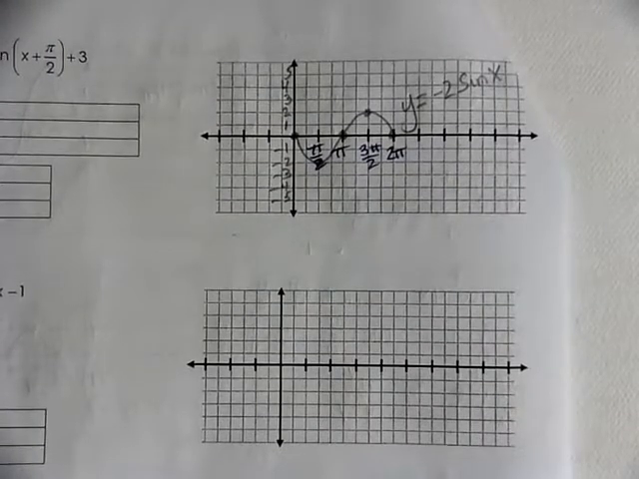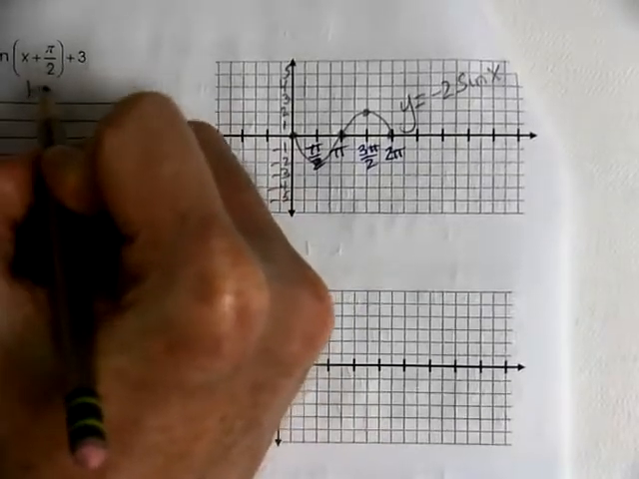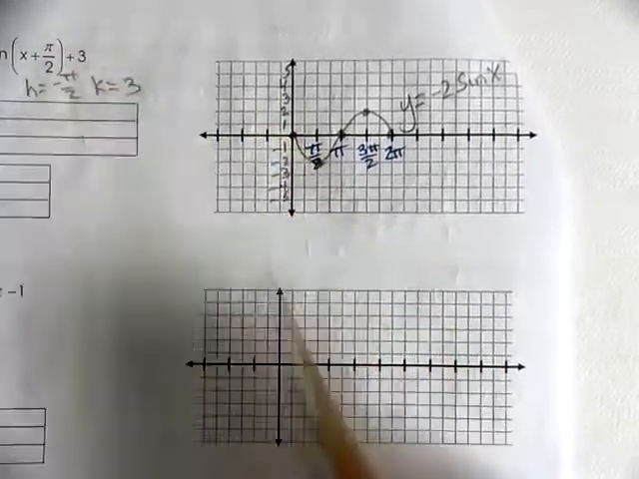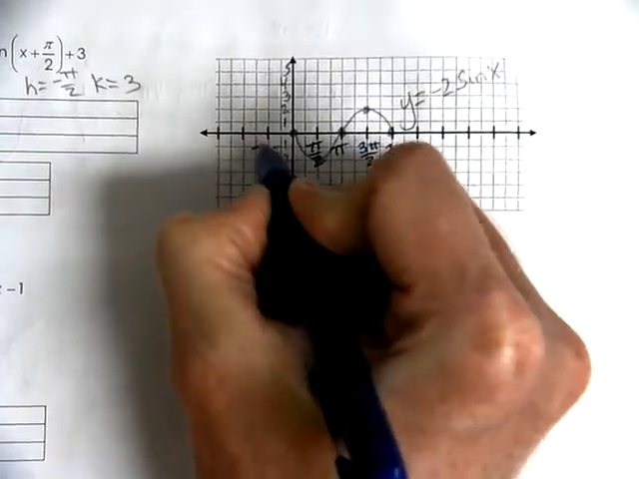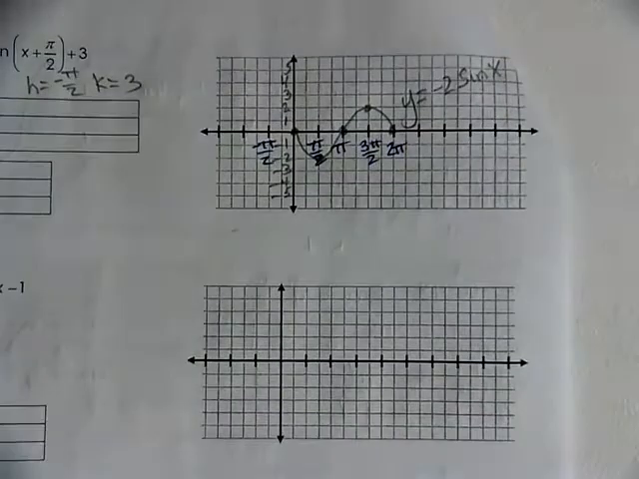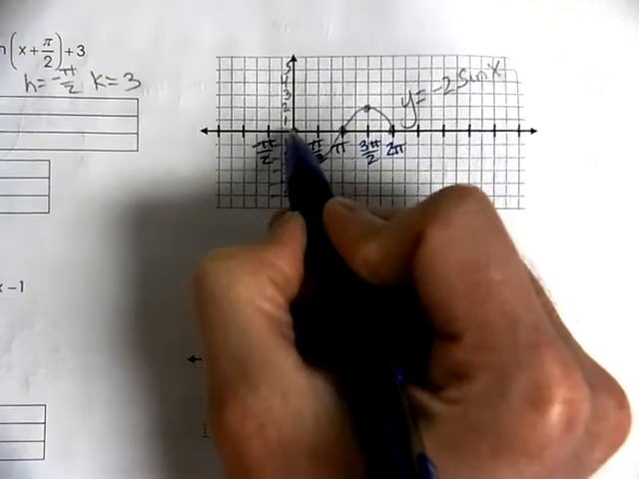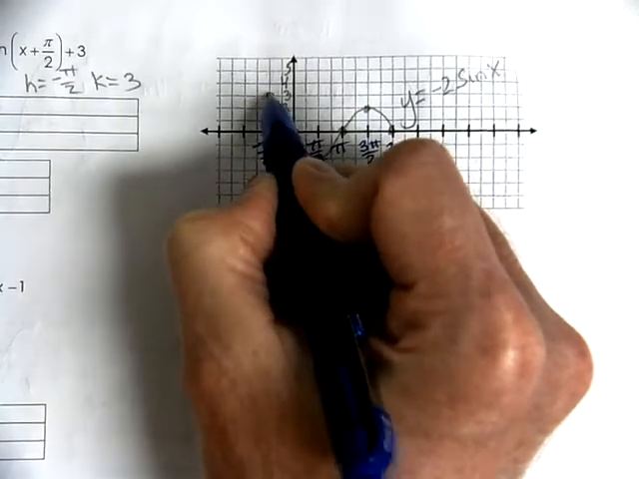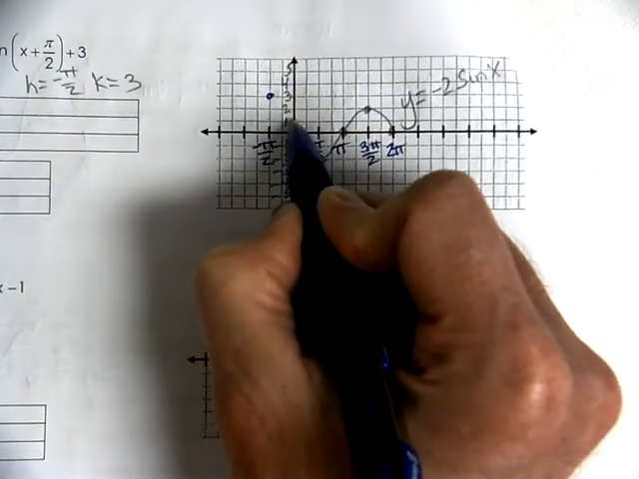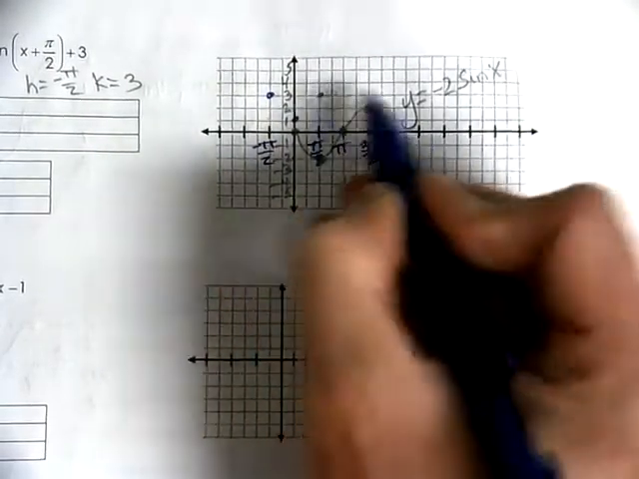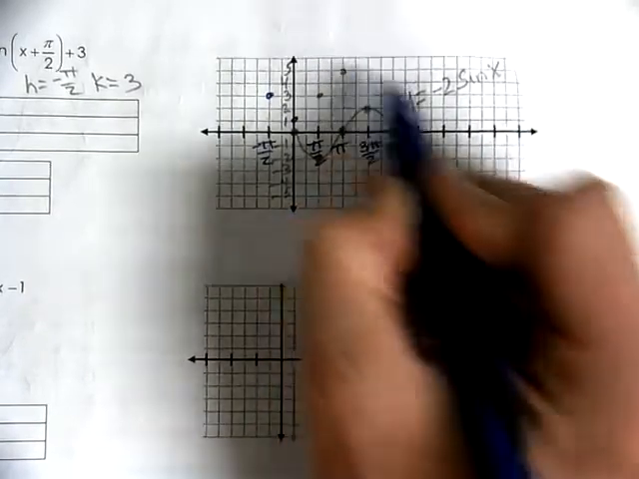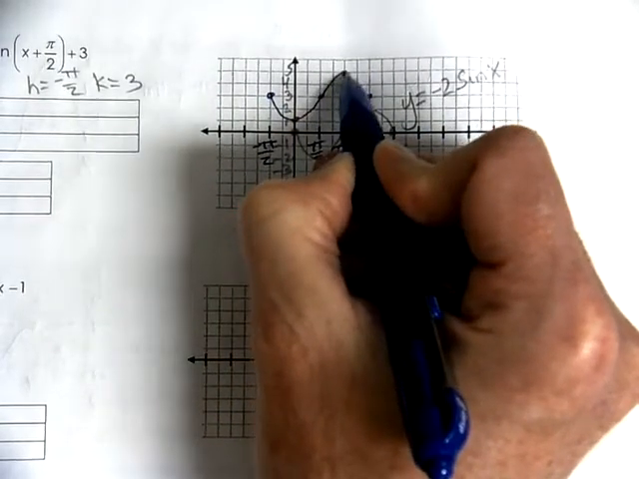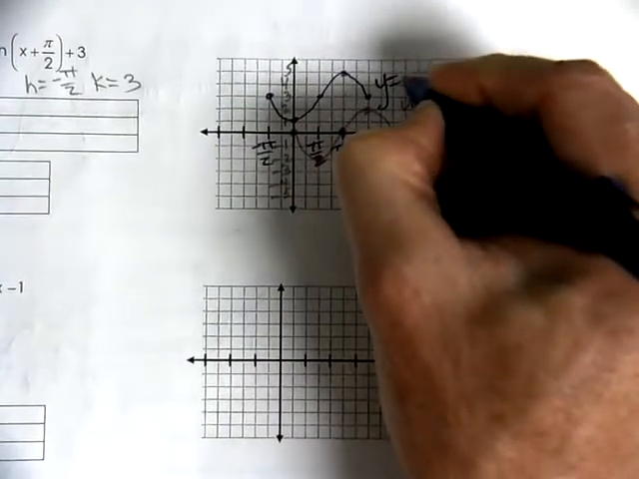Then we're going to translate that. We have an h value that is negative pi over 2 and a k value that is 3. So each one of these increments was pi over 2. So moving to the left was negative pi over 2. So we move to the left pi over 2 and we go up 3 lines. Graph it in, write the equation.